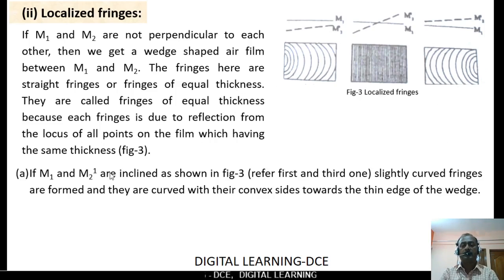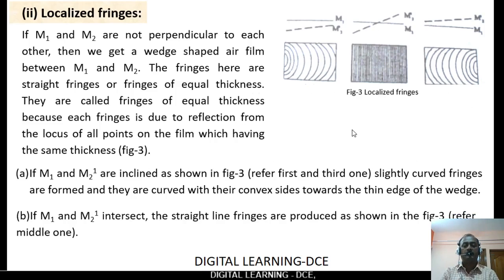If M1 and M2 dash are inclined, slightly curved fringes are formed. You can refer to both diagrams here, the first one and the last one. If M1 and M2 are inclined like this, then slightly curved fringes are formed, and they are curved with their convex sides towards the thin edge of the wedge.